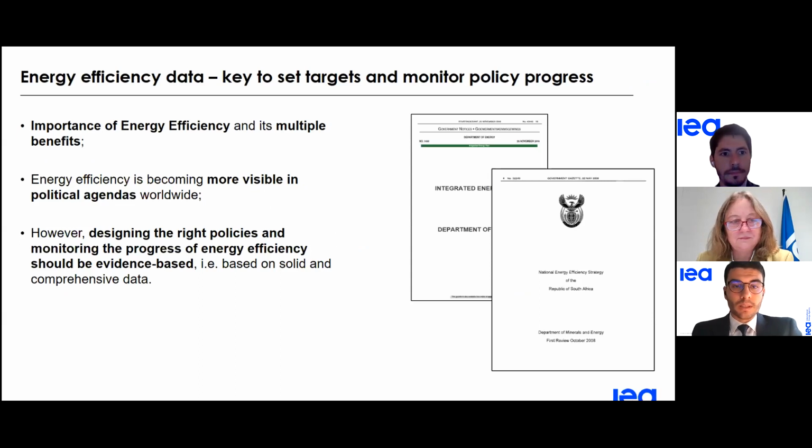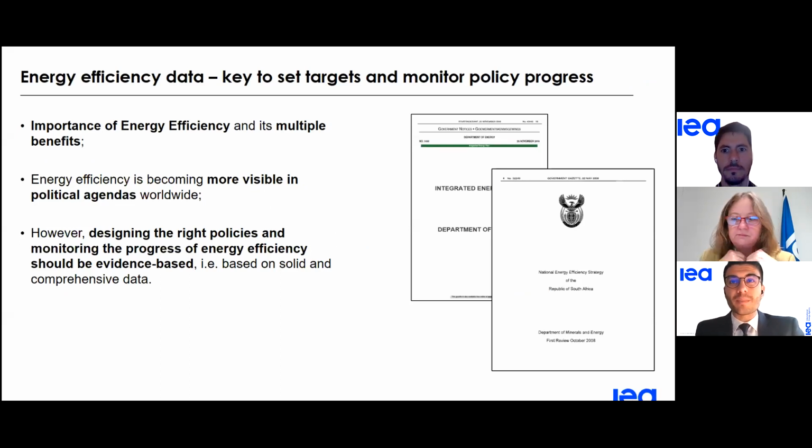So I think that all of us attending this webinar agree on the importance of energy efficiency and its multiple benefits, ranging from improving environmental quality, lower energy bills, creation of jobs, etc. We also see little by little that energy efficiency is becoming more visible in the political agendas, despite there still being a large untapped potential to be met, but little by little it's gaining attention.